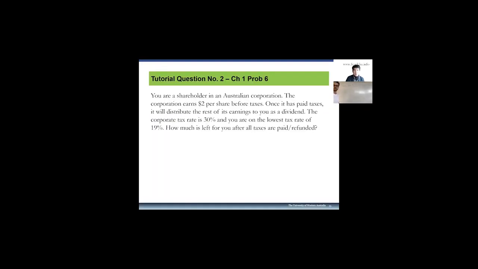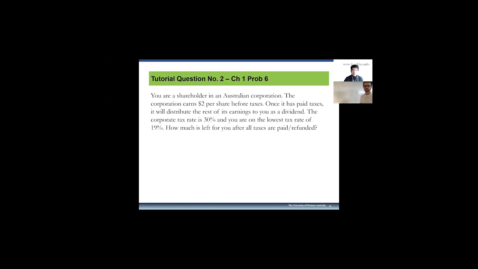Okay, now let's look at tutorial question number 2, which is chapter 1, problem 6. You are a shareholder in an Australian corporation. The corporation earns $2 per share before taxes. Once it has paid taxes, it will distribute the rest of its earnings to you as a dividend. The corporate tax rate is 30% and you are on the lowest tax rate of 19%. How much is left for you after all taxes are paid?